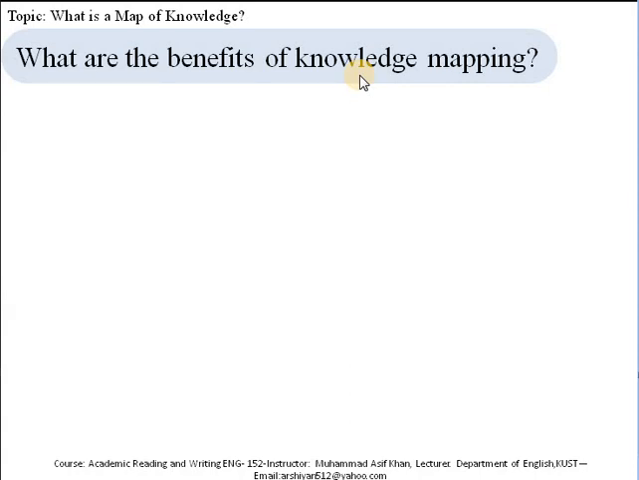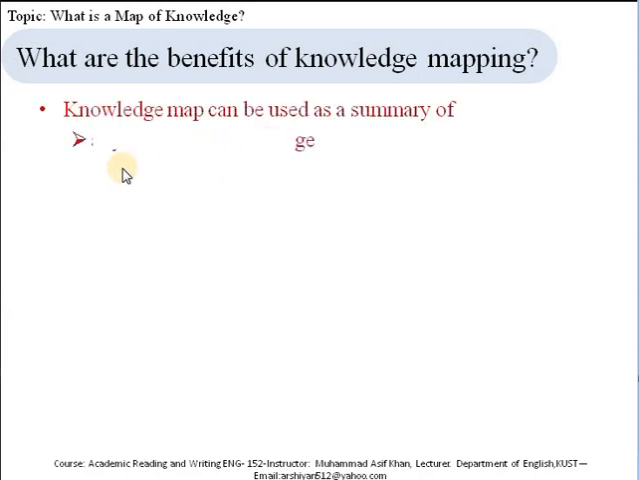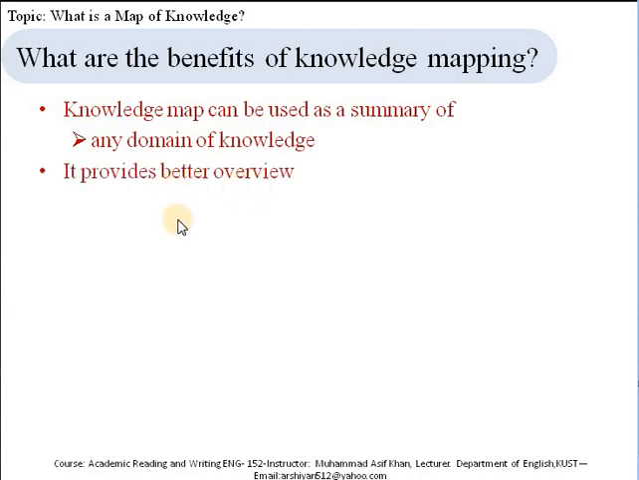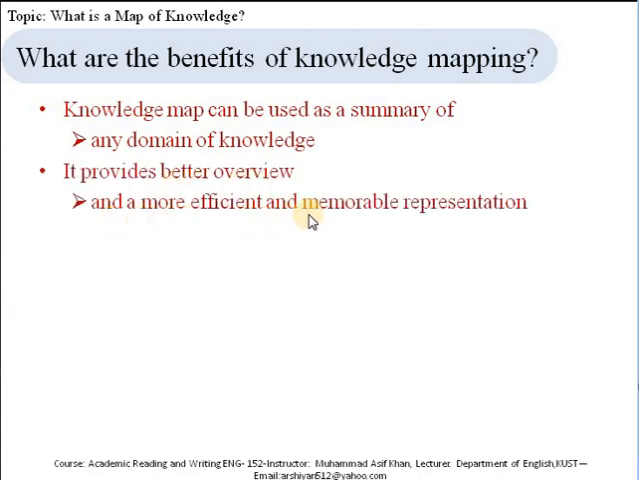So the benefits of knowledge mapping are that a knowledge map can be used as a summary of any domain of knowledge. When we are mapping something and representing the core ideas and the secondary ideas within that map, it automatically provides us the summary of the knowledge in that specific domain or specific discipline. It also provides a better overview and a more efficient and memorable representation of that specific domain.